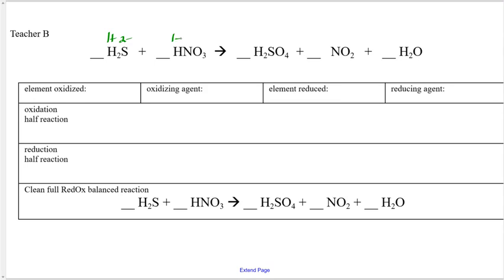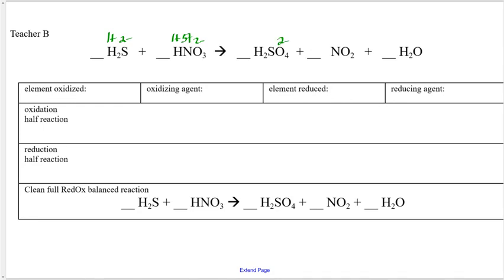This is a 1 positive. This is a 2 negative, but there's 3 of them. So that's a 6 negative and a 1 positive. So that's a 5 negative overall. So this must have to be a 5 positive.